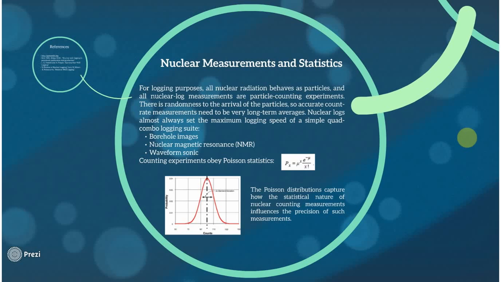A Poisson distribution characterizes such experiments. Given the expected value of the number of counts received in a given period of time, the probability of obtaining a particular number of counts on a given repetition of the experiment is given by the formula which is called the Poisson distribution. The Poisson distribution captures how the statistical nature of nuclear counting measurements influences the precision of such measurements.